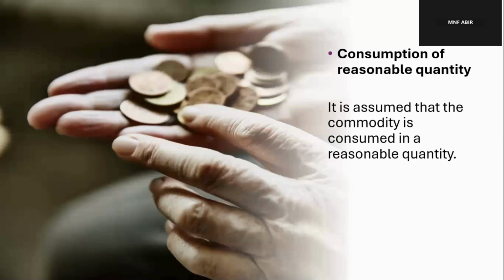First glass is very satisfying, second glass less satisfying, and third glass still less. But if you measure water in tiny drops, each drop gives nearly the same satisfaction. So DMU may not appear. If you measure in a whole bucket at once, the consumer may not even finish it. So DMU does not apply properly. In short, the consumption of reasonable quantity assumption ensures that the law of diminishing marginal utility reflects real-life consumption behavior.